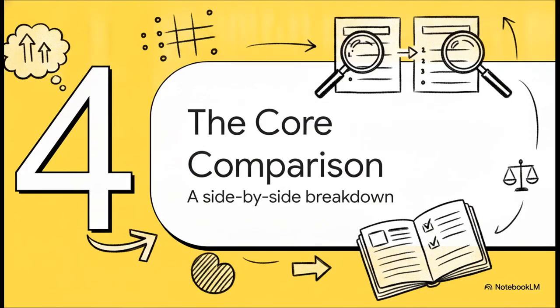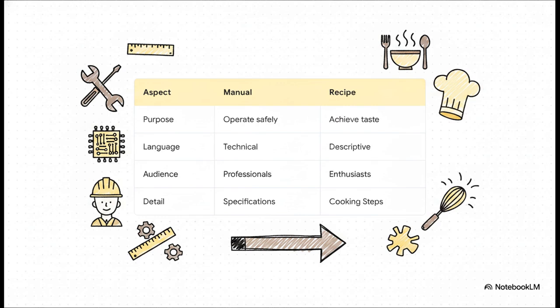Let's break this down even further in Section 4. The core comparison. When you put them side by side in a matrix like this, the distinctions are just crystal clear. Manuals exist so you don't break your expensive new device or hurt yourself, while recipes exist so your meal is actually delicious. The language completely shifts from highly technical and formal to everyday and descriptive. The audience goes from professionals or users looking to safely get a job done to culinary enthusiasts looking for a great experience. And the level of detail transitions from strict technical specifications to nuanced sensory cooking steps.